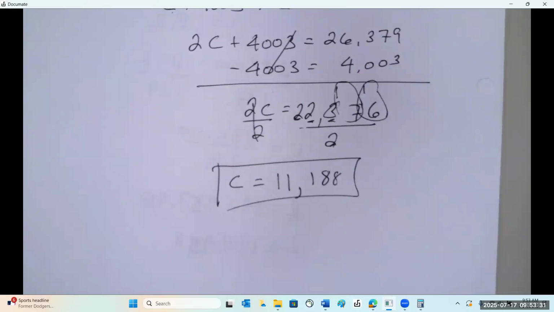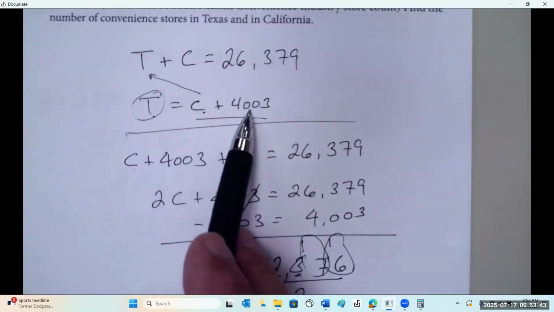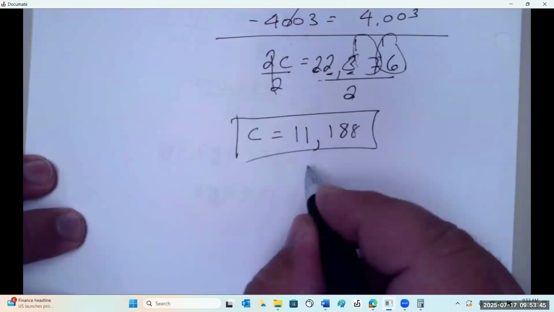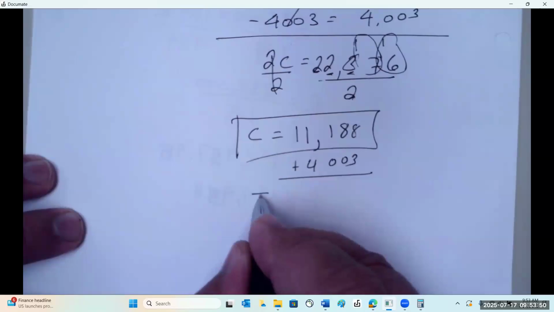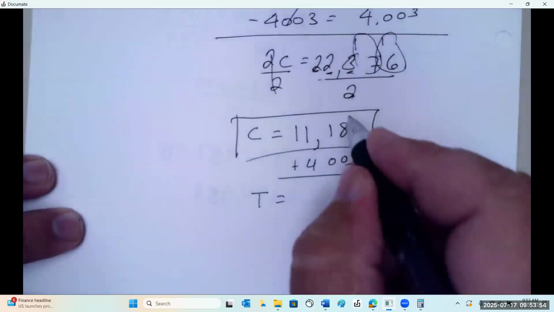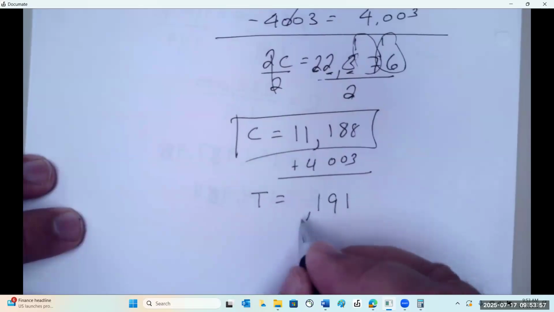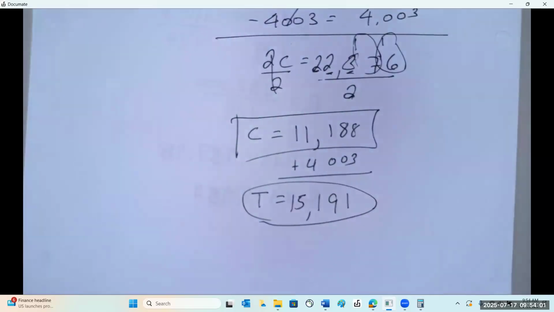How many stores are in Texas? Well, remember, Texas is California plus 4,003. So we have to take this number and add 4,003. That gives us Texas. 8 plus 3 is 11. Carry the 1. There are 15,191 stores in Texas.